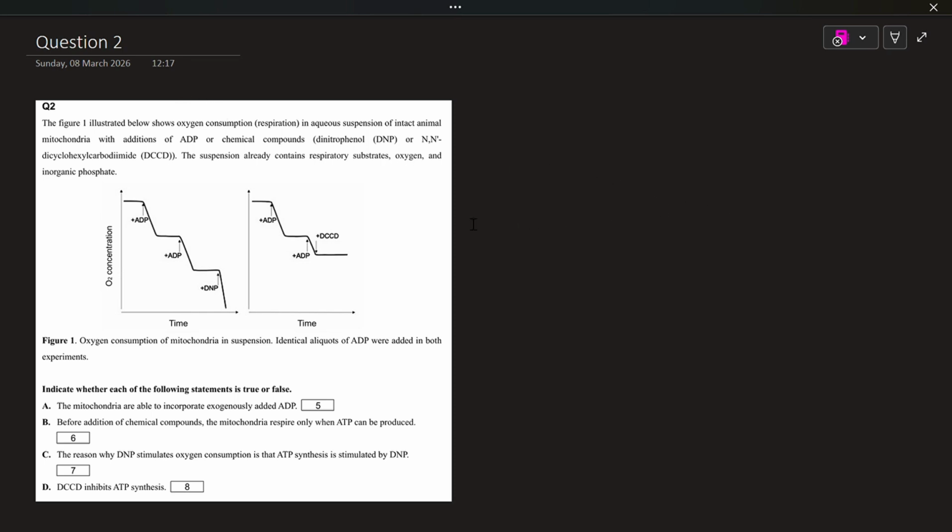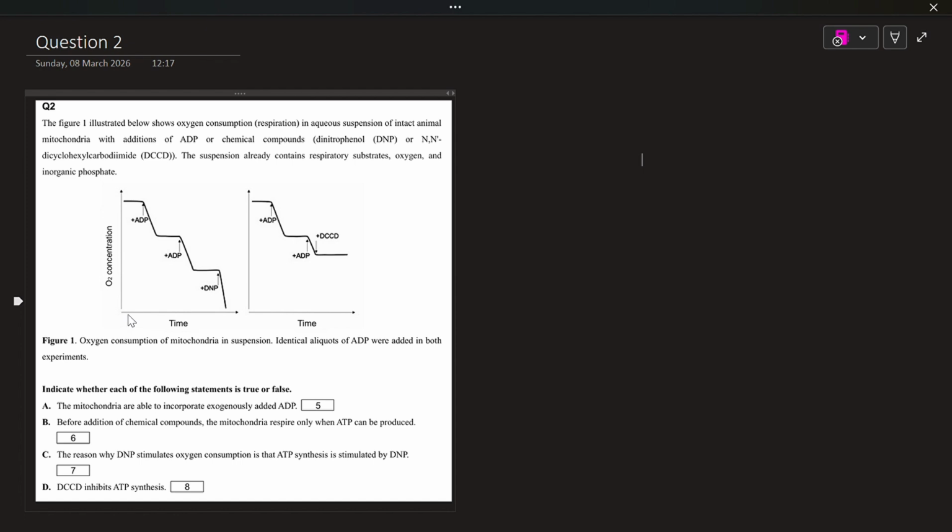In this video, we are going to solve a problem, question number 2, IBO Challenge 2022. The figure 1 illustrated below shows oxygen consumption or respiration in an aqueous suspension of intact animal mitochondria with addition of ADP or the chemical compounds dinitrophenol (DNP) or N,N'-dicyclohexylcarbodiimide (DCCD). The suspension already contains respiratory substrate, oxygen, and inorganic phosphate. This is the figure 1.